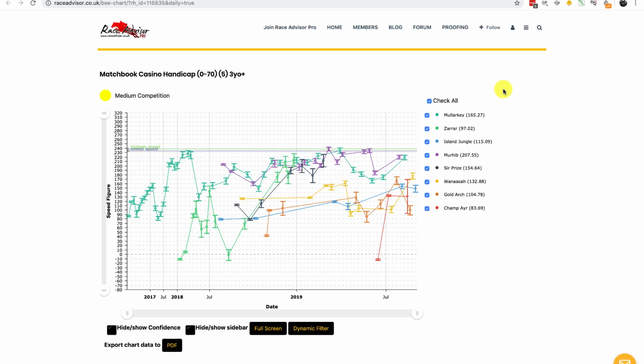Now initially these charts can look quite complicated, and if you've got a lot of horses there can be a lot of lines on them. Now don't worry, that's absolutely fine. We're going to strip them right back. But first I'm just going to show you briefly how we can use these graphs.